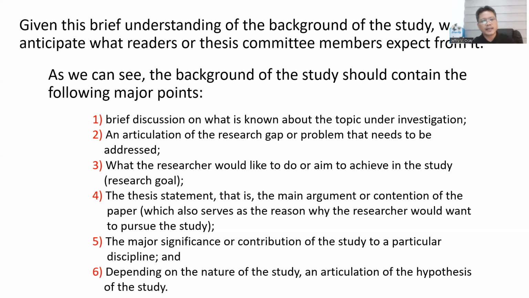Okay, so again, the second major element that you need to include in writing the background of the study is the research gap or the problem that needs to be addressed. And the third is what the researcher would like to do or aims to achieve in the study. In other words, you need to articulate the research goal. And please remember that all types of research should only have one major goal, and the rest are sub-goals or objectives.